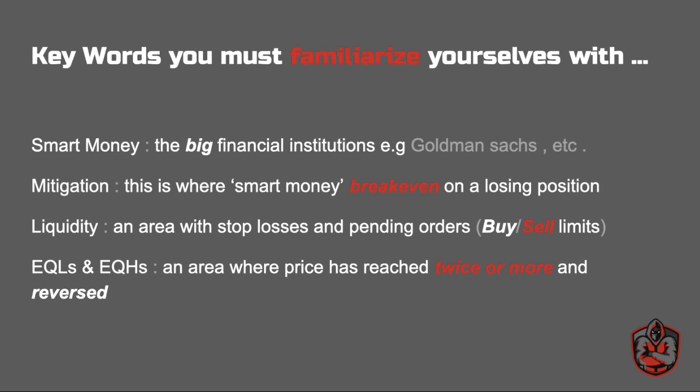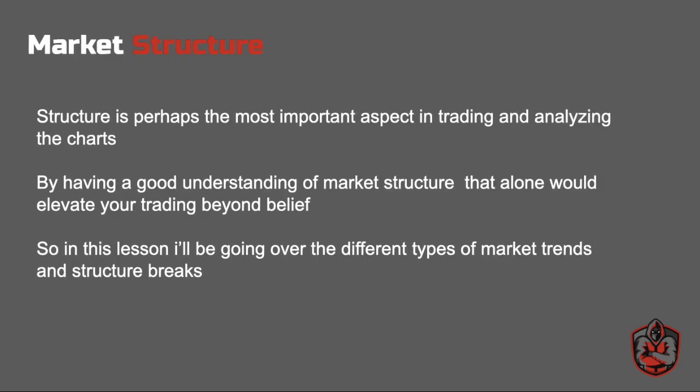Mitigation. Mitigation, you're going to hear me using that word quite a lot in the next lesson when I teach you guys all the blocks. Essentially, all it means is that this is where smart money break even on their losing position. Liquidity is simply an area where there's a lot of stop losses and pending orders. Equal lows and equal highs is just an area where price has reached twice or more and reversed, such as support and resistance levels, double tops, and double bottoms. So let's get straight into it.